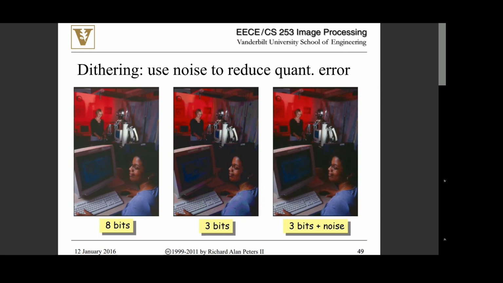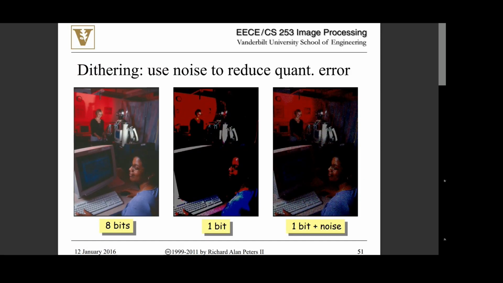So how can I use this? This is with just one bit. With just one bit, the quantization is terrible, but the quantization plus noise is not so bad. This bad, but not so bad as the other one. So how can I exploit this? So if I'm adding noise, this one occupies 1 bit per pixel, okay, for each one of the channels. This one plus noise, how many bits per pixel? 8 again.